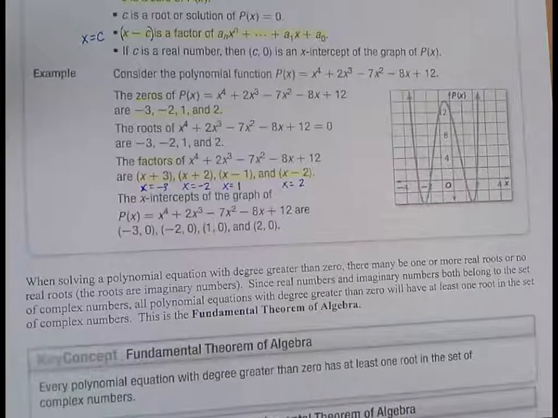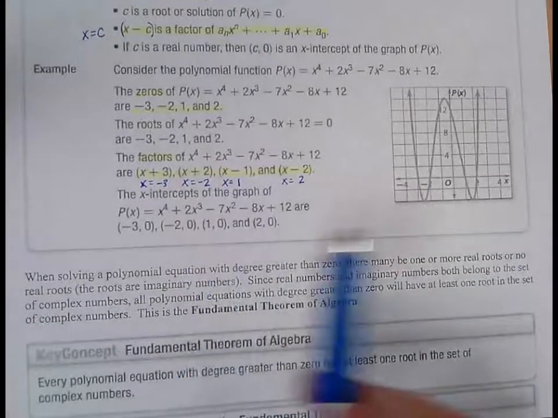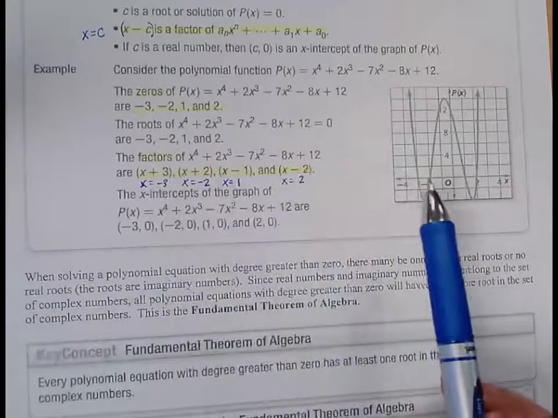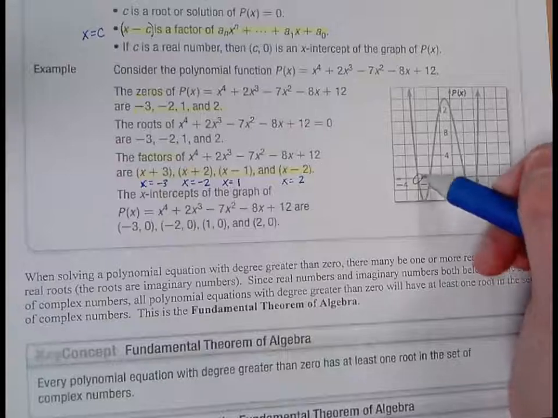In the factored form, the sign is the opposite, because then you set it equal to 0 and do the opposite operation to get the solution. And then it also shows the graph. Those four numbers also are the four x-intercepts on the graph.